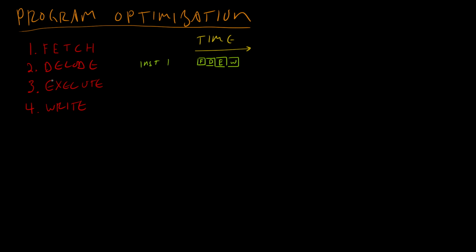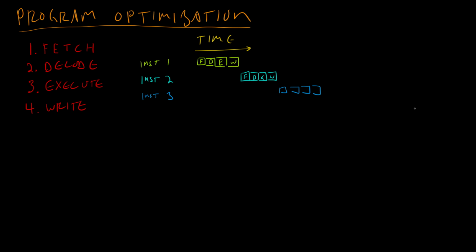Then when we're done, let's continue on to instruction 2. We've got to wait until we're done with instruction 1. And then we can start fetching and decoding and executing. I'm just going to write X for execute and W for writing instruction 1. And then we do it again for instruction 3: fetch, decode, execute, write. And so on. We do this for all instructions. Now, I think we can do a little bit better than this.